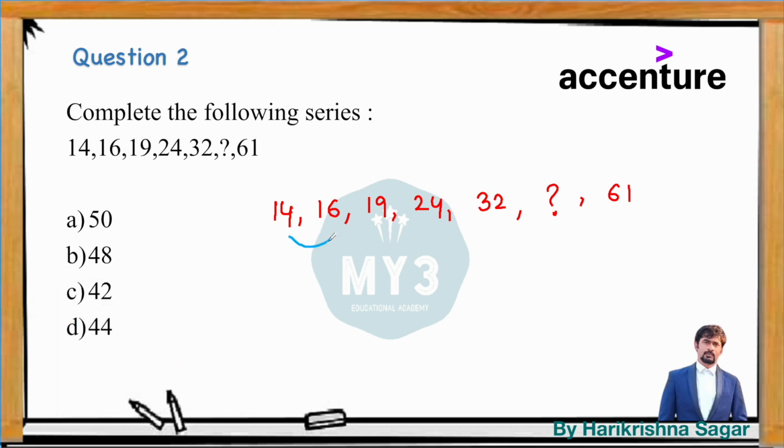If I look at the difference, there is a difference of 2. There is a difference of 3. There is a difference of 5. And the next one is maintaining a difference of 8. The next one will be what? So 2, 3, 5, 8, it is not following a particular pattern.